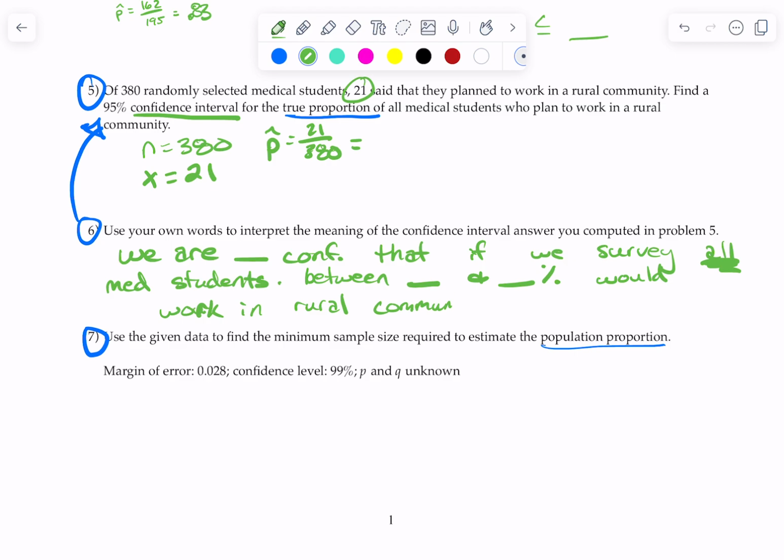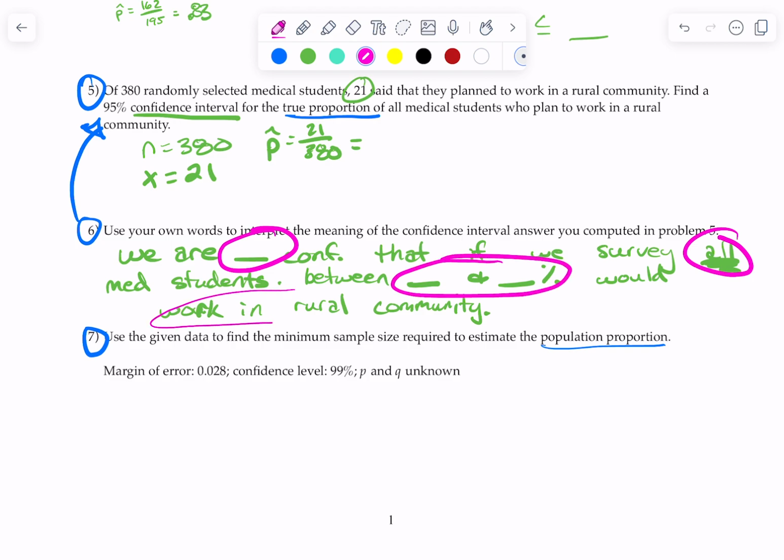We are 95% confident. Did I check all the boxes? Things that you need to have: how percent confident you are. You need to have the word all in there. You need to have your percentages between, and then the context of the problem, whatever it is that they're talking about. Make sure you have all 4 of those pieces in your own word interpretation. There will be quite a few of those on the test. I'm just going to warn you.